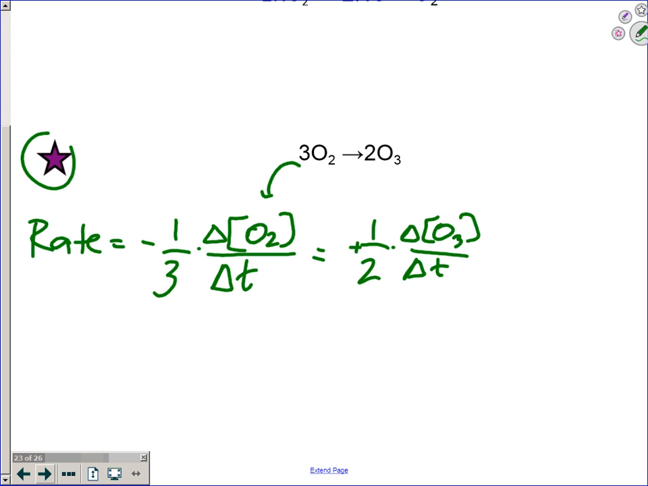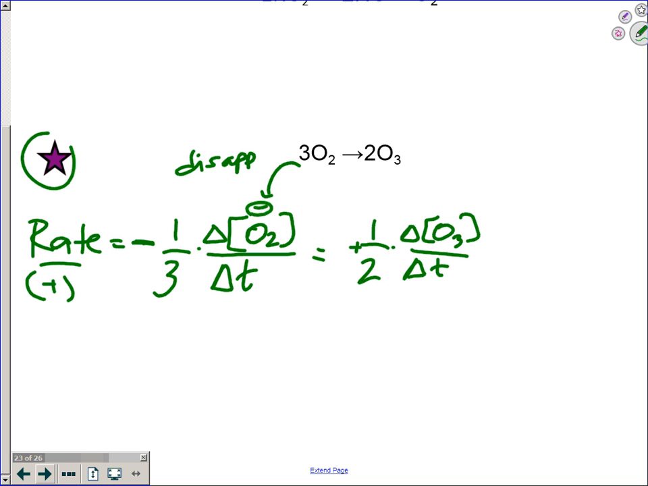So this is the disappearance. We write a negative here to show that for the disappearance of oxygen, when we change the concentration over time, it's going to be negative, like oxygen final minus oxygen initial. So we multiply those two negatives to make a positive, because rate's always expressed as a positive number.